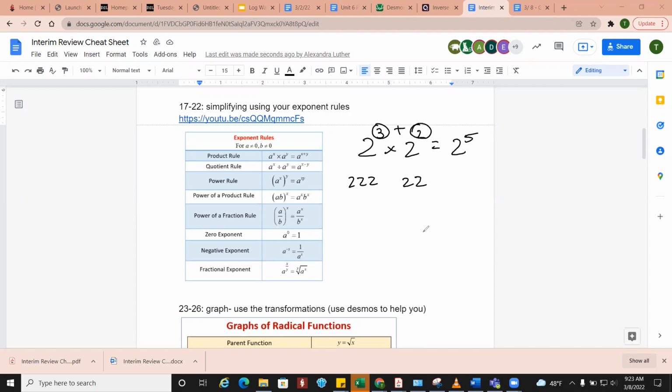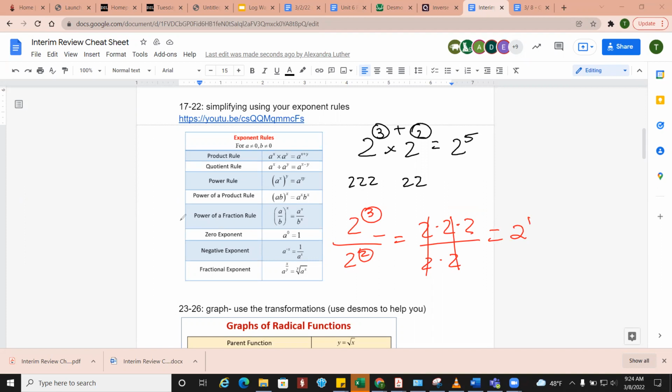If I forget the quotient rule, I would have 2 to the third divided by 2 to the second. That means I have 3 2's and 2 2's. They cancel. How many do I have left over? 1. So that means I'm subtracting these. Even if you don't have them memorized, plug in numbers and see how that rule actually works. Does that make sense? Okay.